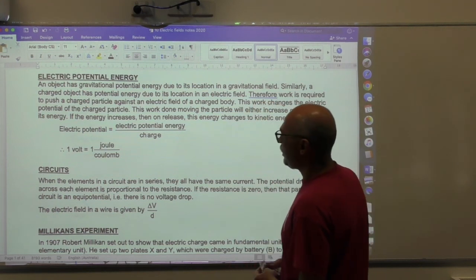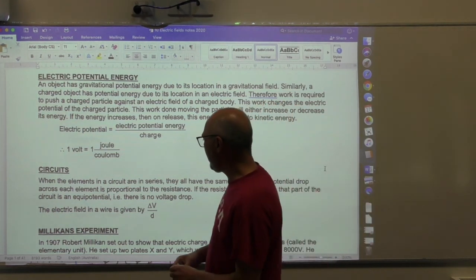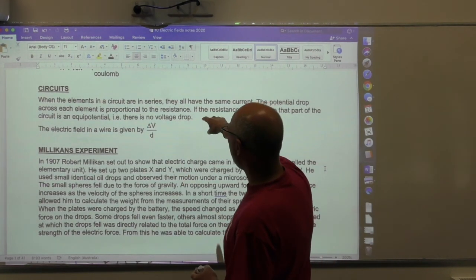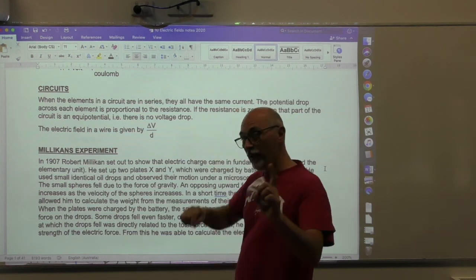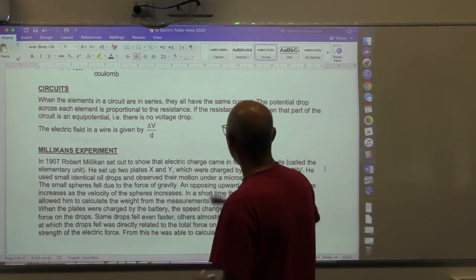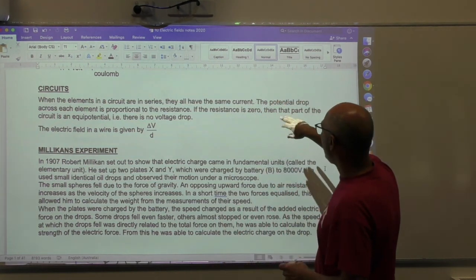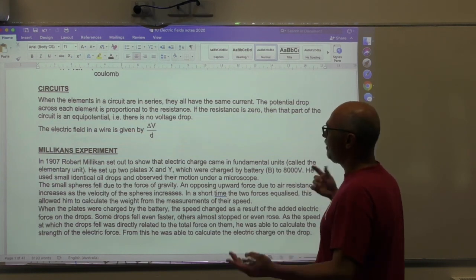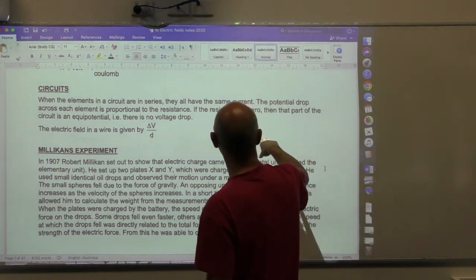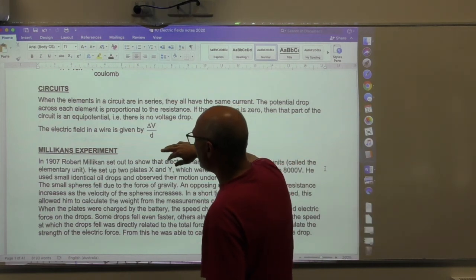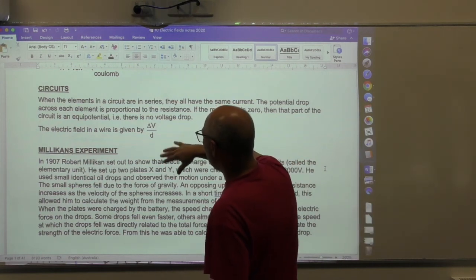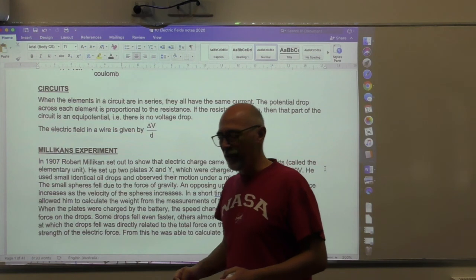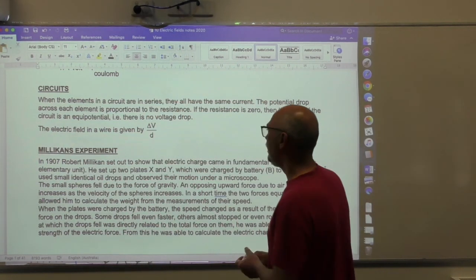Alright, so electrical potential energy, again, we went through all of this already. Did we mention circuits specifically? When the elements in the circuit are in series, there is one question in the examples which makes a relation to this. They all have the same current. The potential drop across each element is proportional to the resistance. You know that already, it's just V equals IR. If the resistance is 0, then that part of the circuit is an equipotential, i.e. there is no voltage drop. That only occurs in superconductors where there's no actual drop.